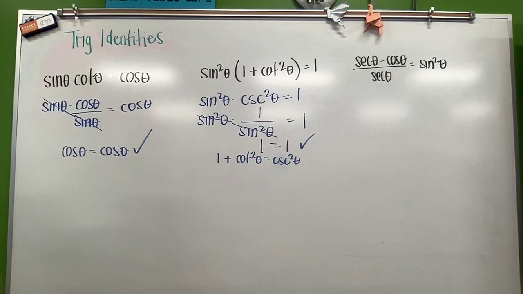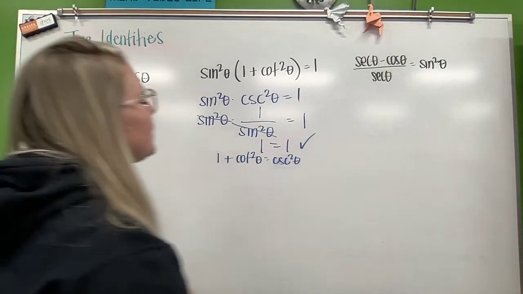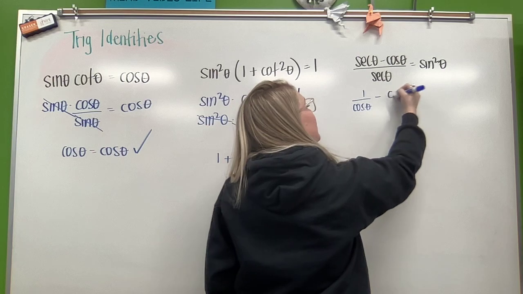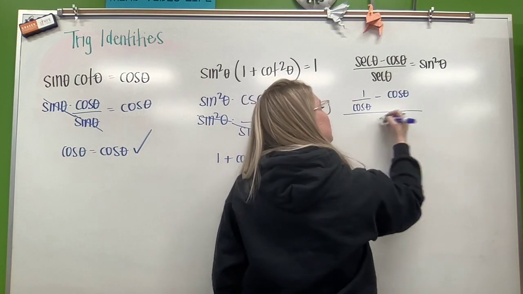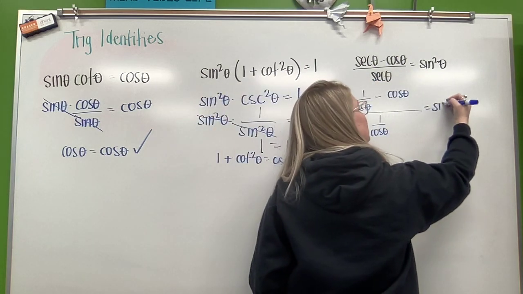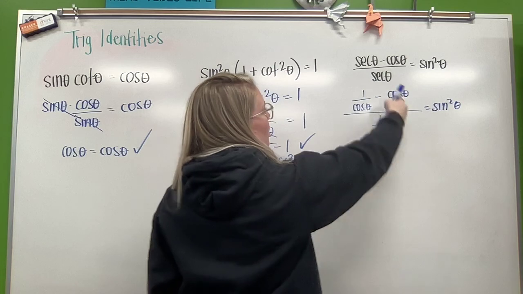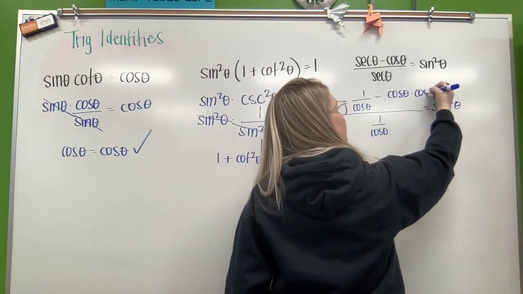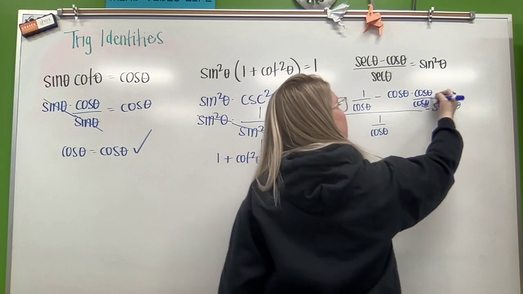So I have secant theta minus cosine theta divided by secant theta equals sine squared. All right, let's see what I can do with that. All right, let's see. I'm going to go ahead and say I've got 1 over cosine theta minus cosine theta all over 1 over cosine theta. So I switched my secants with the reciprocal cosine. So I'm going to go ahead and make this have a common denominator. So I'm going to multiply this cosine by cosine theta over cosine theta.